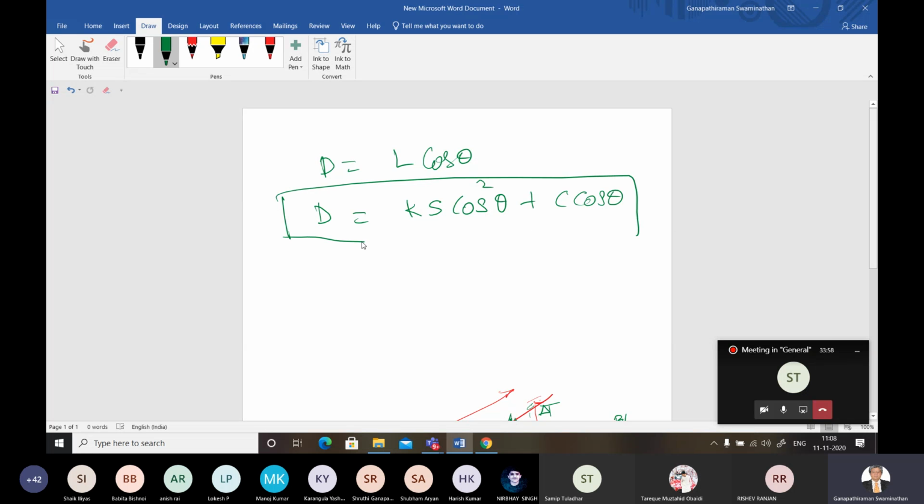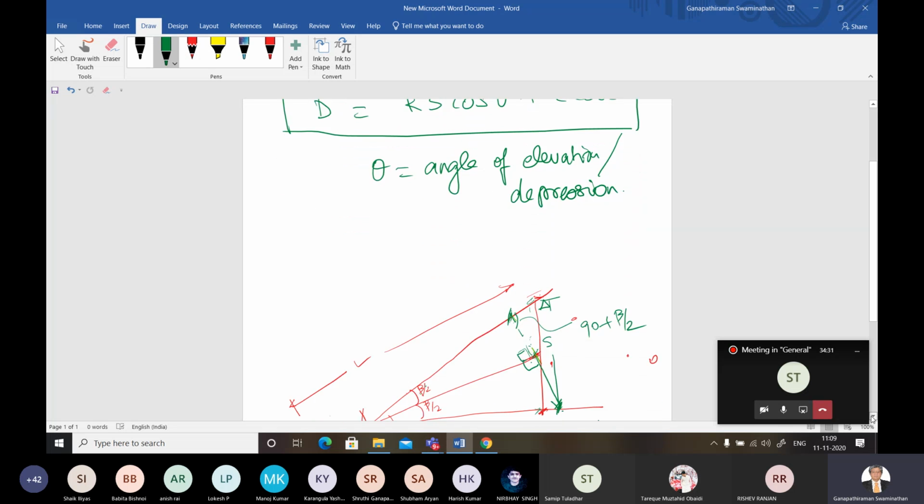So the line of sight is inclined. You have got a formula, where theta is the angle of elevation or depression. Do you get the point? Right? So this is the book work, right?